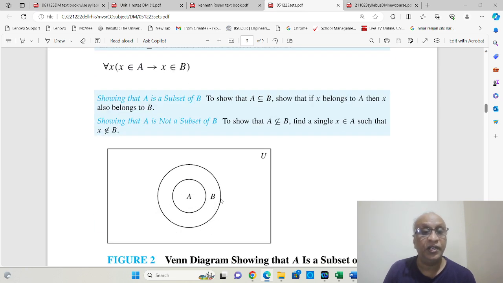Now, using this Venn diagram, what we are showing is A is a subset of B. How can I show that? All the elements of A belong to B. If I want to show A is not a subset of B, then I have to find at least one element, one member of A which is not a member of B.